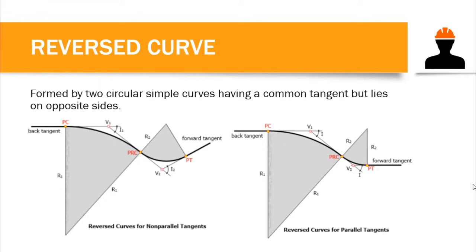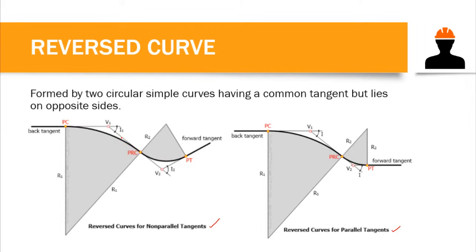Now, a reversed curve is a curve composed of two simple curves having a common tangent but lying on opposite sides. We have two different cases of reverse curve: a reverse curve for non-parallel tangents and a reverse curve for parallel tangents. Again, this is a combination of two simple curves but opposite in curvature. So we have a simple curve concave downward and a simple curve concave upward.